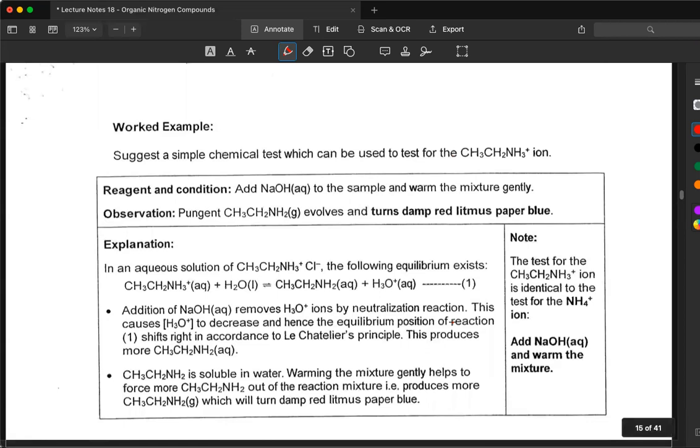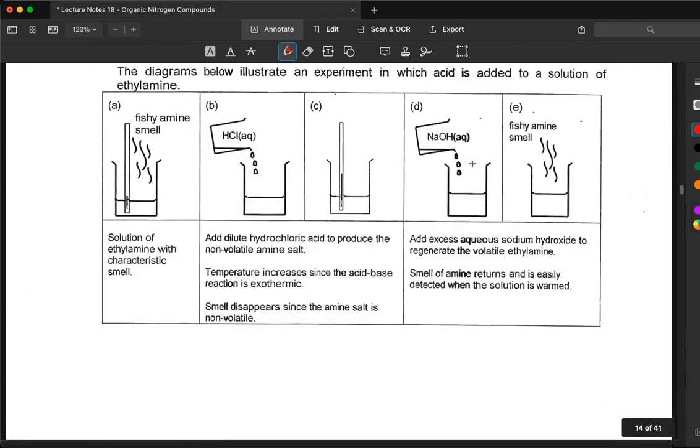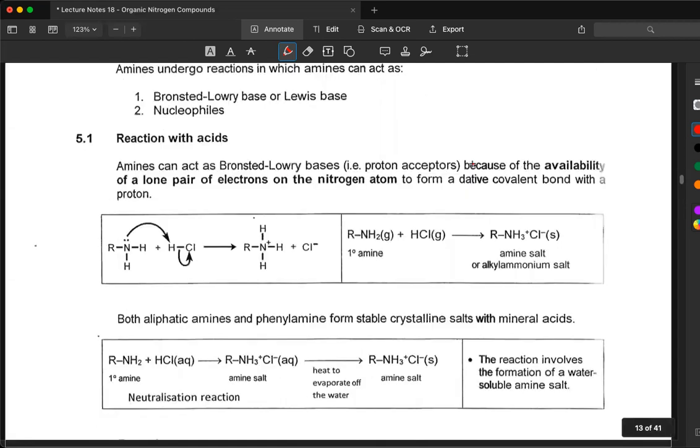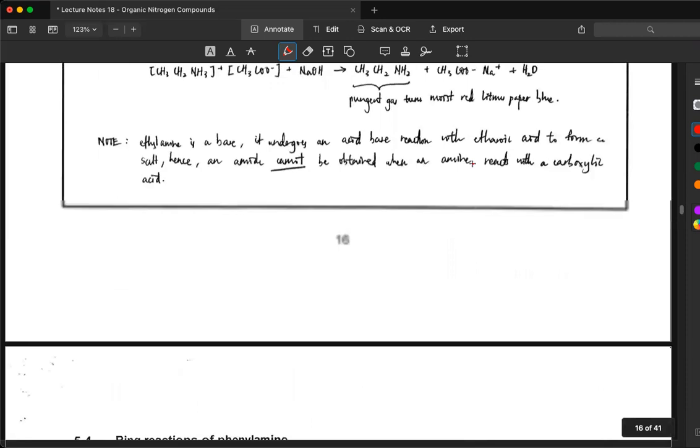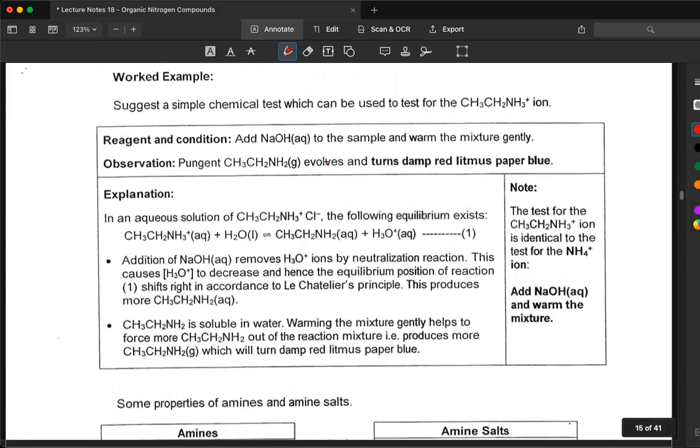Suggest a simple chemical test to test for the ethyl amine ion, the amine salt, or you can call it alkyl ammonium salt. The reagents and conditions will be sodium hydroxide and warm the mixture gently. The observation will be a pungent smell. Ethyl amine has a very fishy smell, but we describe it as pungent. It will turn litmus paper blue because it's alkaline.